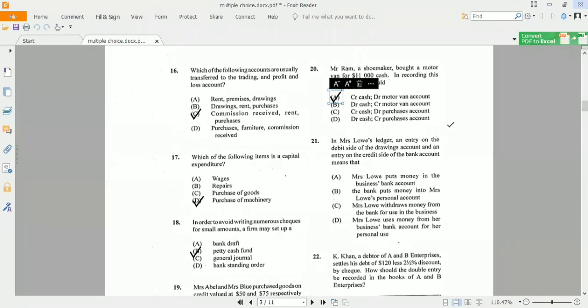Why couldn't it have been C? Why wouldn't we use C as a response? Because you can't have a purchases account. Pardon? It says cash and you can't really have a purchases account there. Yes, the two accounts are mentioned in the question. All right. Next, purchases are for goods for resale.